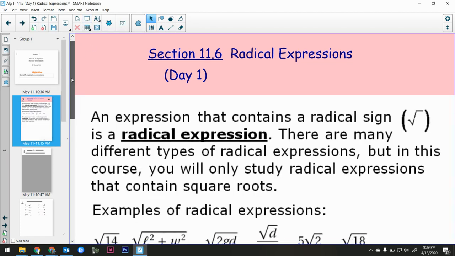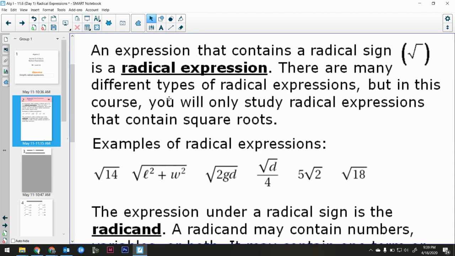Okay, so an expression that contains any radical sign is called a radical expression. This is our radical sign, right? There are many different types of radical expressions, but in this class, in Algebra 1, we're only going to study radical expressions that contain square roots. So ones that could be reducible.